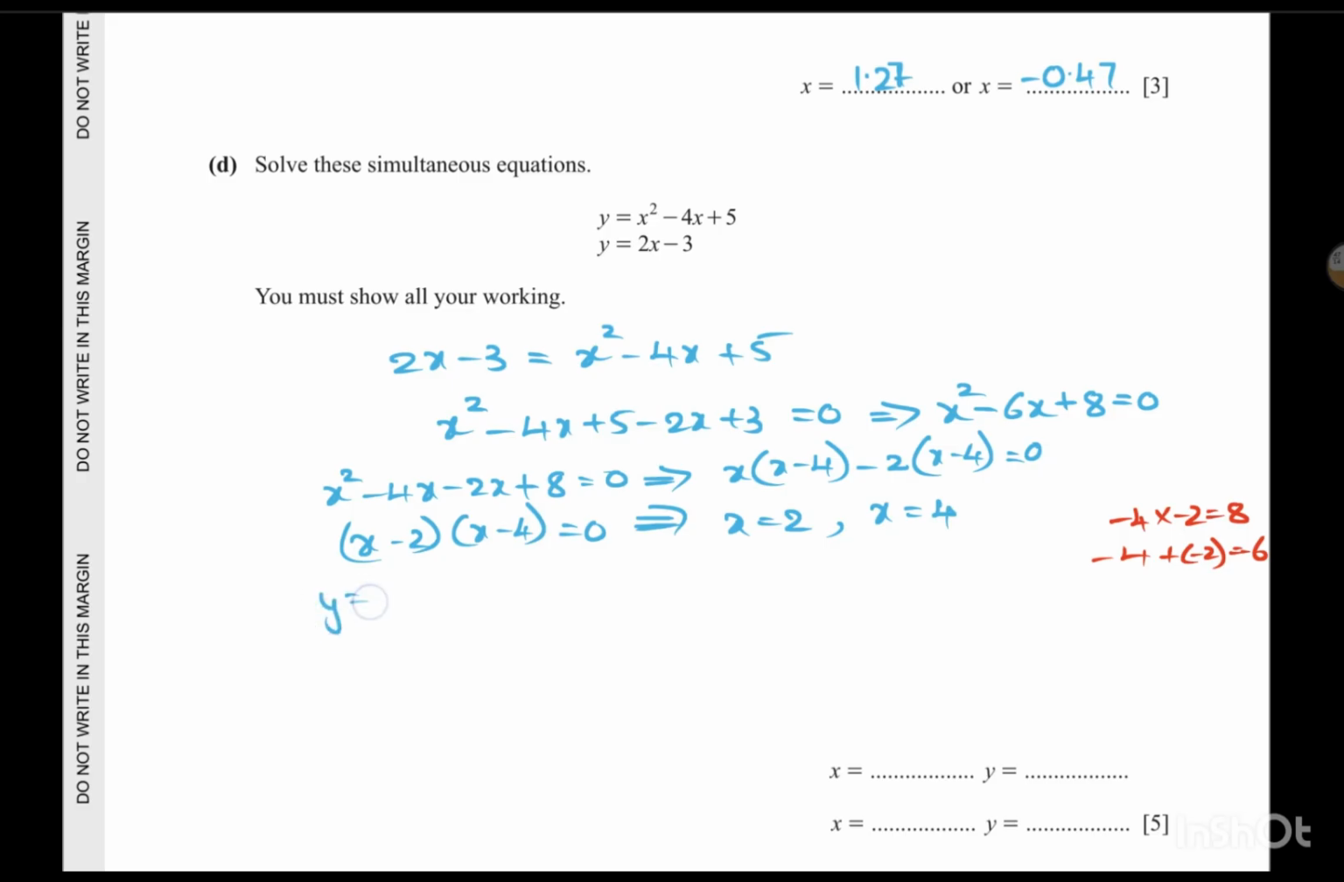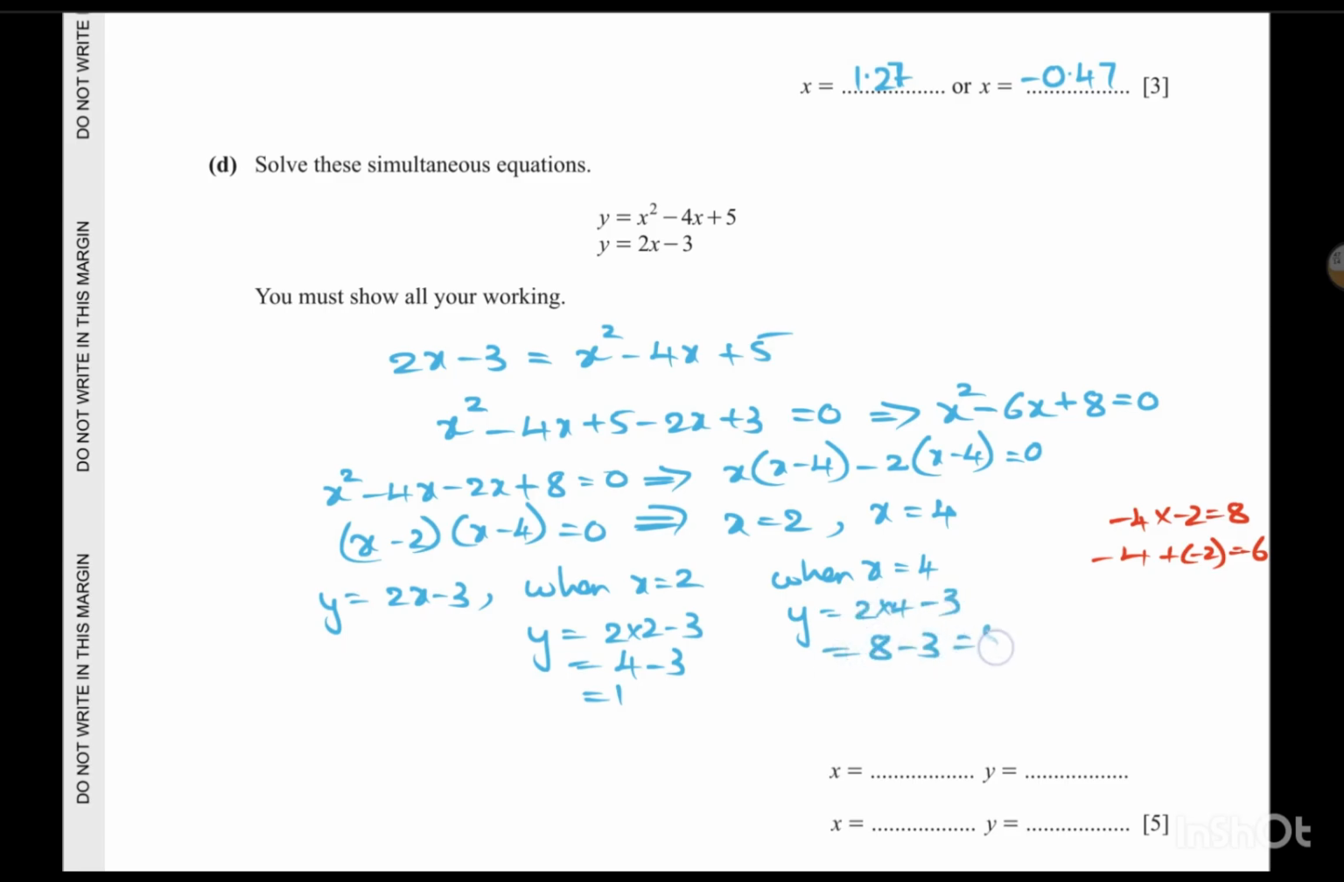So y is equal to 2x minus 3 equation if I take, when x is equal to 2, y will be 2 into 2 minus 3, that is 4 minus 3, that is 1. Now when x is equal to 4, y will be 2 into 4 minus 3, which is 8 minus 3, which is 5.